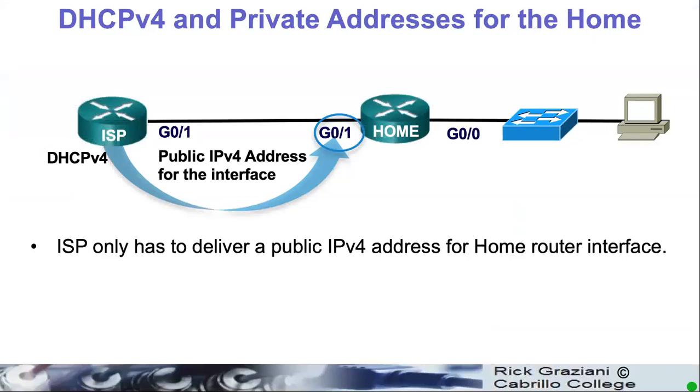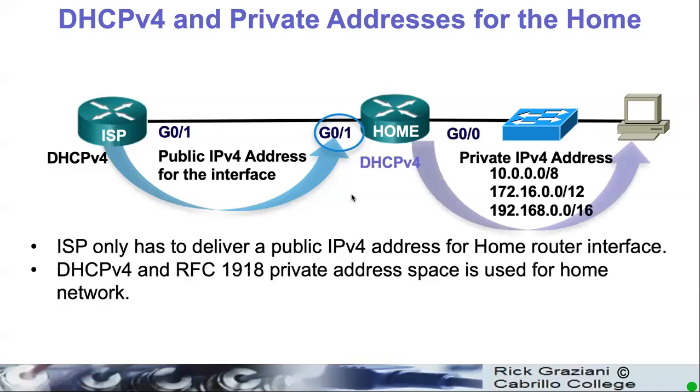Okay, so in the IPv4 world, your home router typically will get a public IPv4 address, a single address, just for its ISP or internet-facing interface. It could be a private address if the ISP has to do carrier grade NAT and is running out of public IPv4 addresses. It's quite possible your home router might get a private address. That's happening more and more.